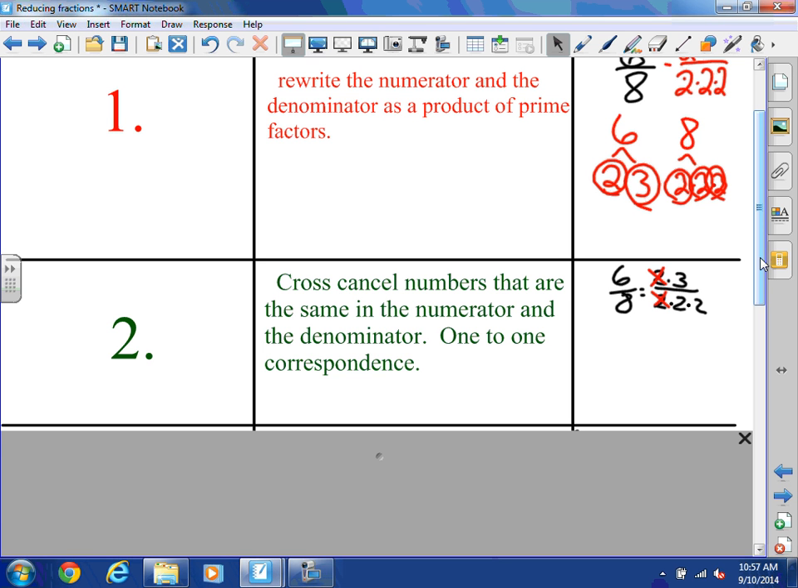Now, the most common mistake students will make is they'll see a 2 and a 2 on the bottom, and so they'll cross those out because they say, oh, there's two 2s there. But it has to appear on the top and the bottom. If they're on the same level, I cannot cross them out. And again, I'll explain why in just a minute. So step number 2 is simple. You just look for numbers that are on the top and the bottom, and then cross them out. It's like you're getting rid of them.